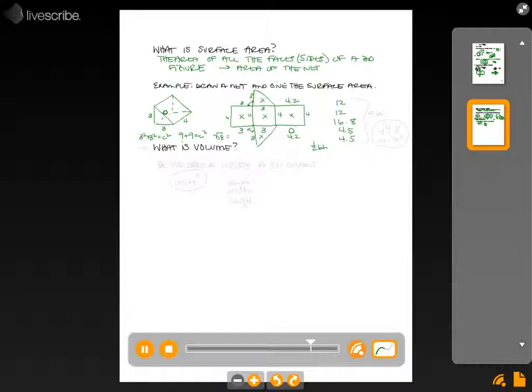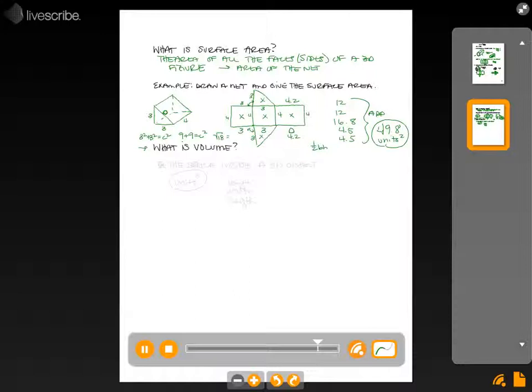Okay, notice I had 5 shapes drawn. I have 5 numbers here that I'm going to add together. I'm going to put in my calculator. 12 plus 12 plus 16.8 plus 4.5 plus 4.5. We end up getting 49.8. We need to give it a label. Units, talking about area, so units squared. Okay? So that's how we find surface area. That's what surface area is. It's the area of all the figures on the outside of the shape, or we can think of it as the area of the net that we draw.